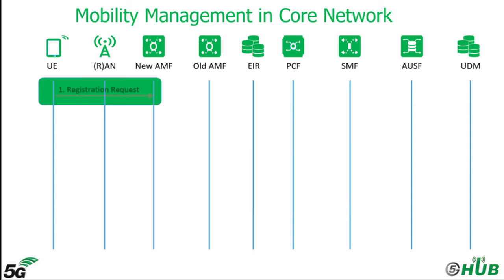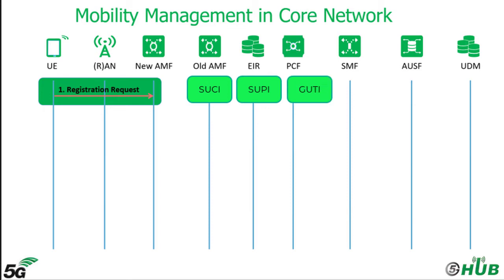For example, the user equipment sends an MM NAS registration request to the AMF, and the registration request includes the registration type, SUCI or subscription concealed identifier, SUPI or subscription permanent identifier, and 5G GUTI or globally unique temporary identifier, security parameters, 5G capabilities, PDU session status, and so on.